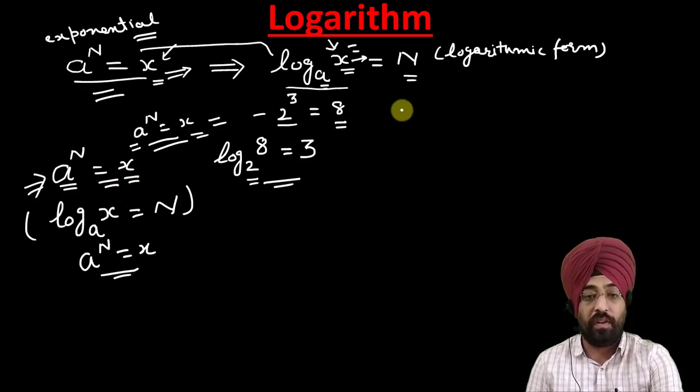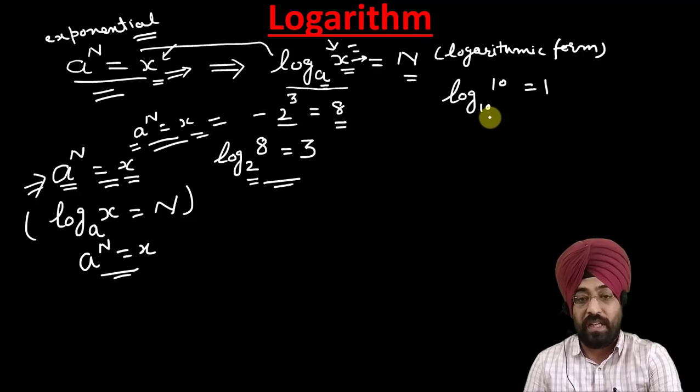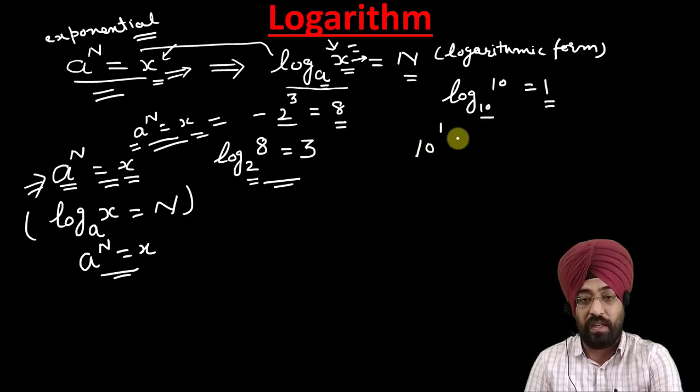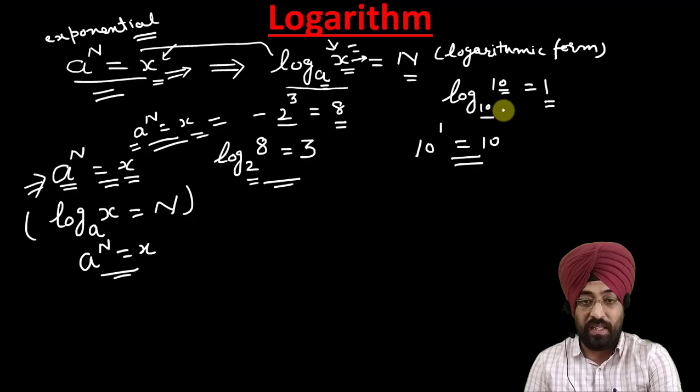Now suppose we have log of 10 with base 10 is equal to 1. Now if we have to write its exponential form, then we can write this base raised to the power the right hand side: 10 raised to the power 1 is equal to 10. That is how you convert this logarithmic form to exponential form.